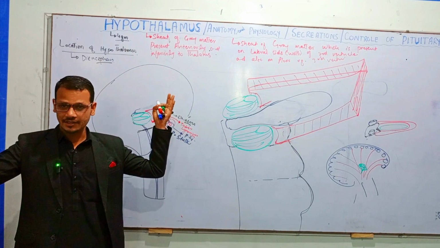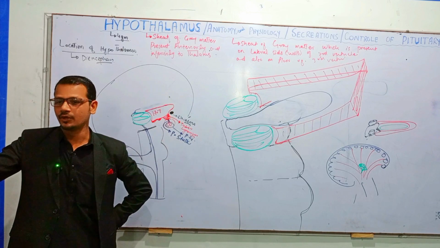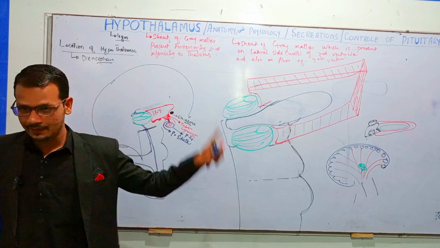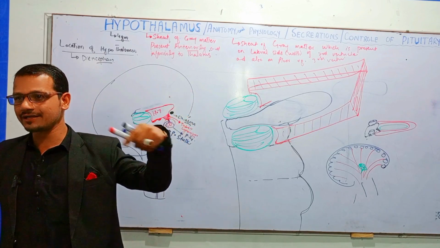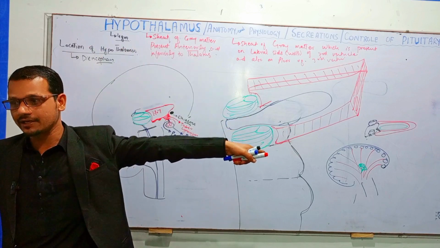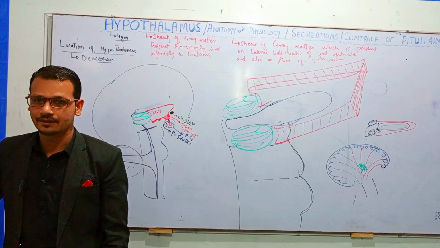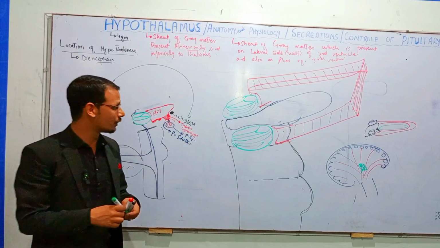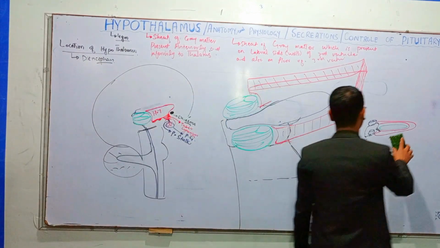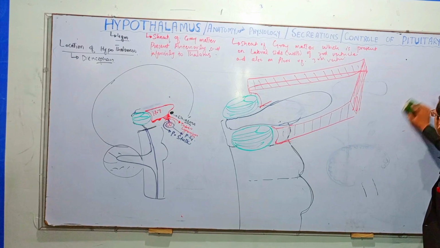In hypothalamus there are more than 8 or more than 10 nuclei, right? Because we will discuss the hormones also, which are secreted by hypothalamus, and we will also discuss the control of this hypothalamus, that how this hypothalamus controls the pituitary gland, right? So now we will dive into hypothalamus. This is the location of hypothalamus.